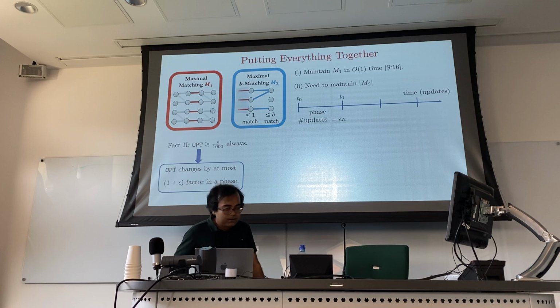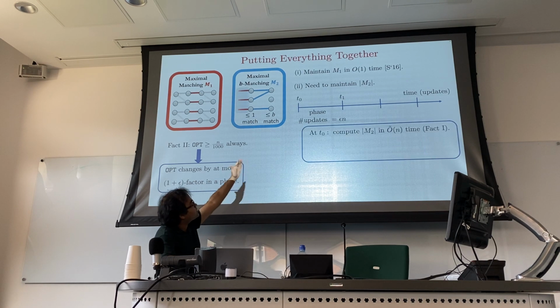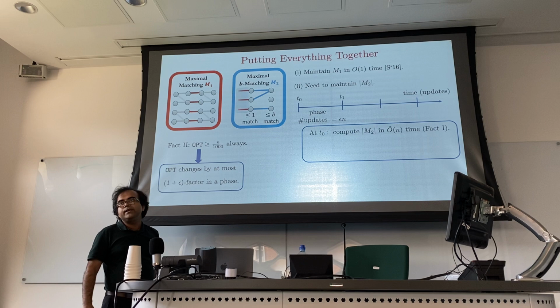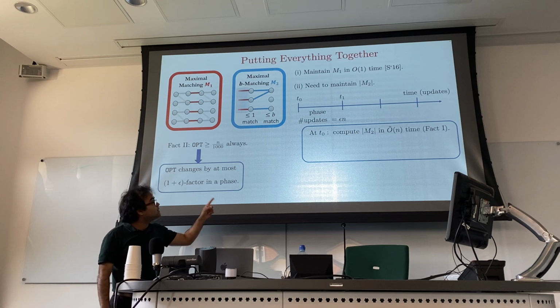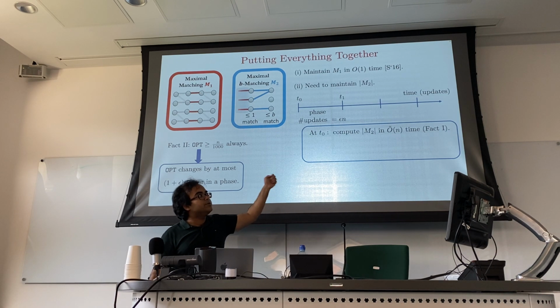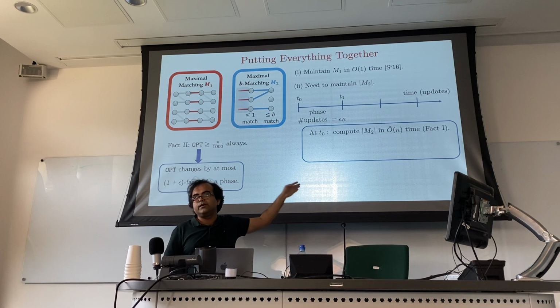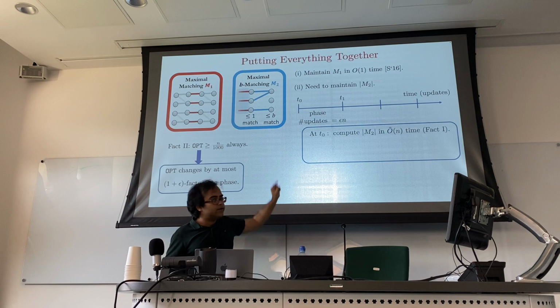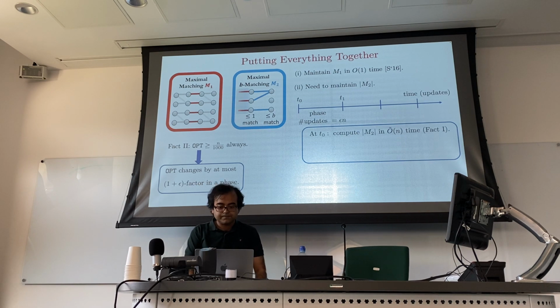Now, at the start of the phase T0, you just compute the size of M2 using the sublinear algorithm of Sohail-Pei-Darwaz. It takes order n time. And this is where it's key that we can only compute the value, because the sublinear algorithm won't be able to give us the matching M2. It will only give us the size of M2. So we do this in order n time at the start of the phase.